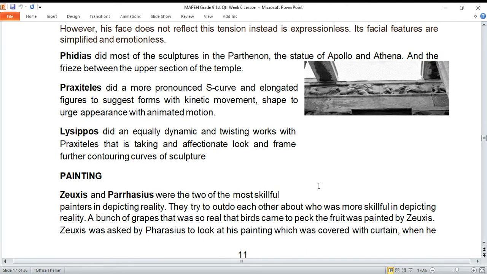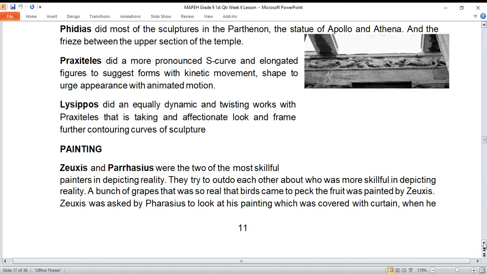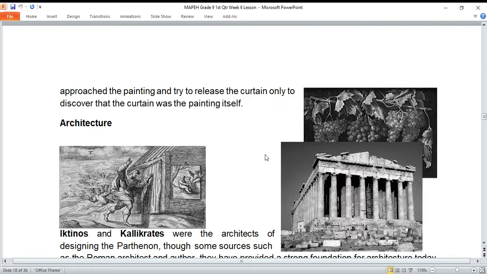Painting. Zeuxis and Parrhasius were two of the most skillful painters in depicting reality. They tried to outdo each other about who was more skillful in depicting reality. A bunch of grapes so real that birds came to peck the fruits was painted by Zeuxis. Zeuxis was asked by Parrhasius to look at his painting, which was covered with a curtain. When he approached the painting and tried to remove the curtain, he discovered that the curtain was the painting itself.